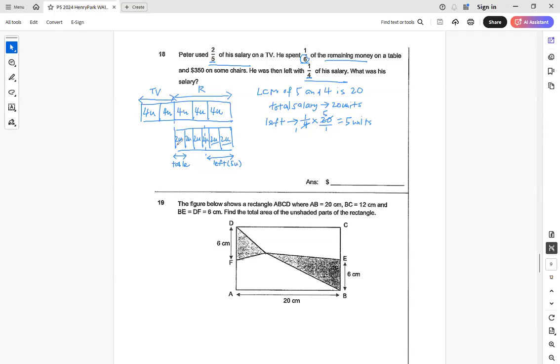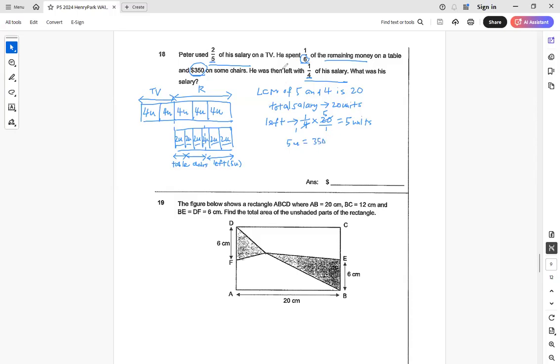So this was my table, this my left, right? So my 350 for the chairs must be in between from here to here. Okay, this is for my chairs. So here, how many units is the chair? If you see carefully, this is 2, this is 2, this is half of the 2, which is 1, meaning it's 5 units. So my chairs, I spent $350, right? So 5 units is equals to 350.